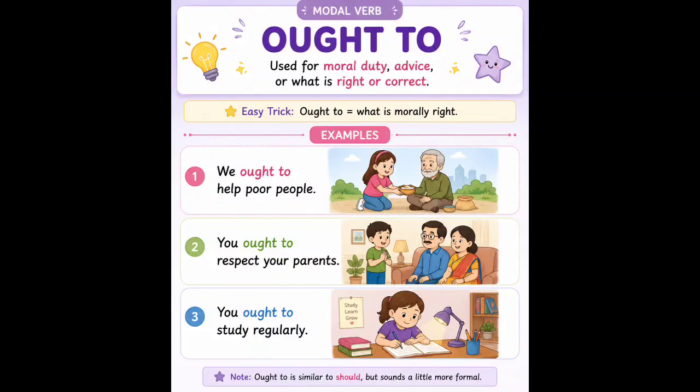ये एक एडवाइस है. अब और एग्जाम्पल्स देखें. We ought to respect our parents. You ought to study regularly. Now listen carefully. If your mother says you ought to sleep early, it means sleeping early is the right thing to do. I have a small tip for you. In daily conversation, people use should very often. But if you use ought to, your English sounds more fluent and polished and advanced. So try using it sometimes.